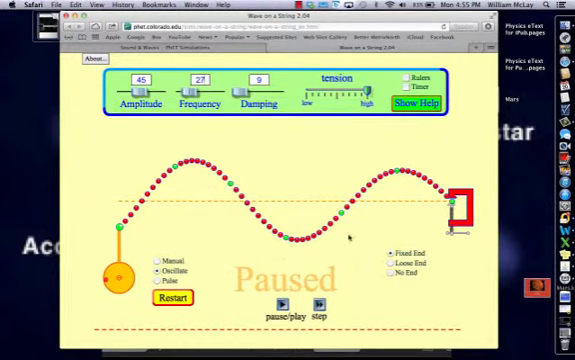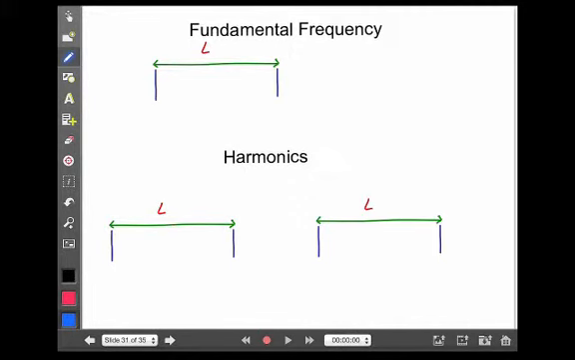Notice, 3 times the frequency, the wavelength is now 1/3 what it was. Again, showing that inverse proportionality between wavelength and frequency as long as the velocity remains constant. So, what was I showing there?